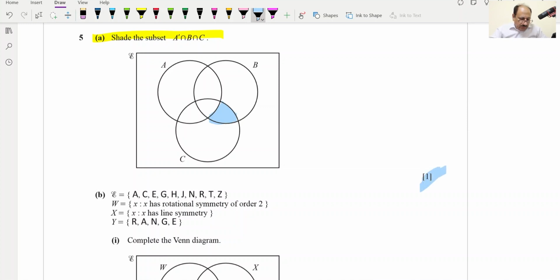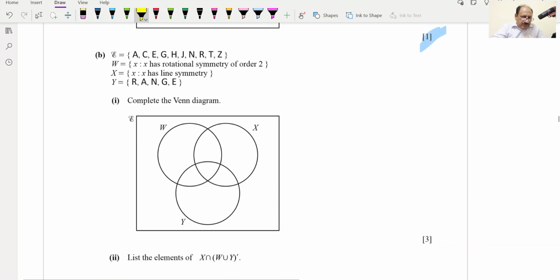This was a 1-mark part. Next, part B says the universal set is provided. W has rotational symmetry of order 2, X has line symmetry, Y is this one, and complete the Venn diagram. So first of all we can check Y. R is not having line symmetry and not having rotational symmetry of order 2, so R will be in this area.